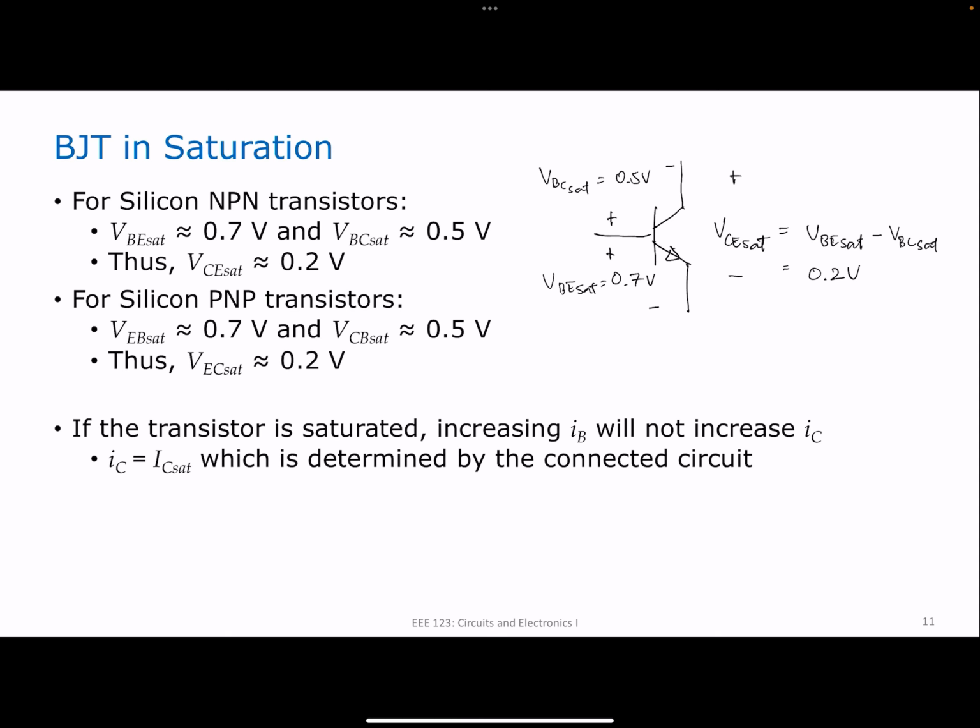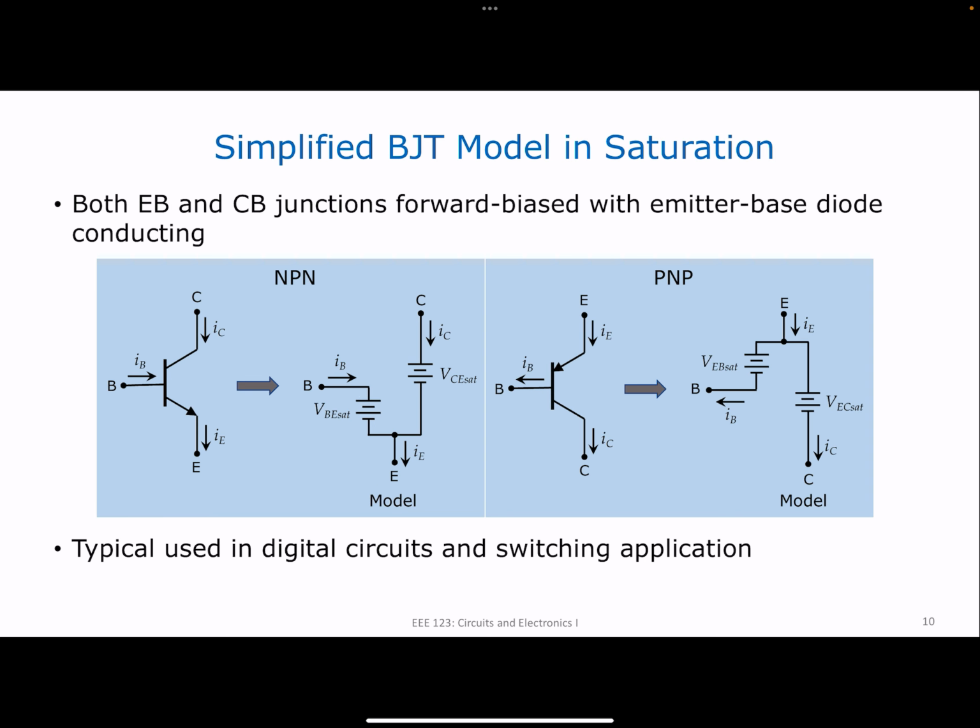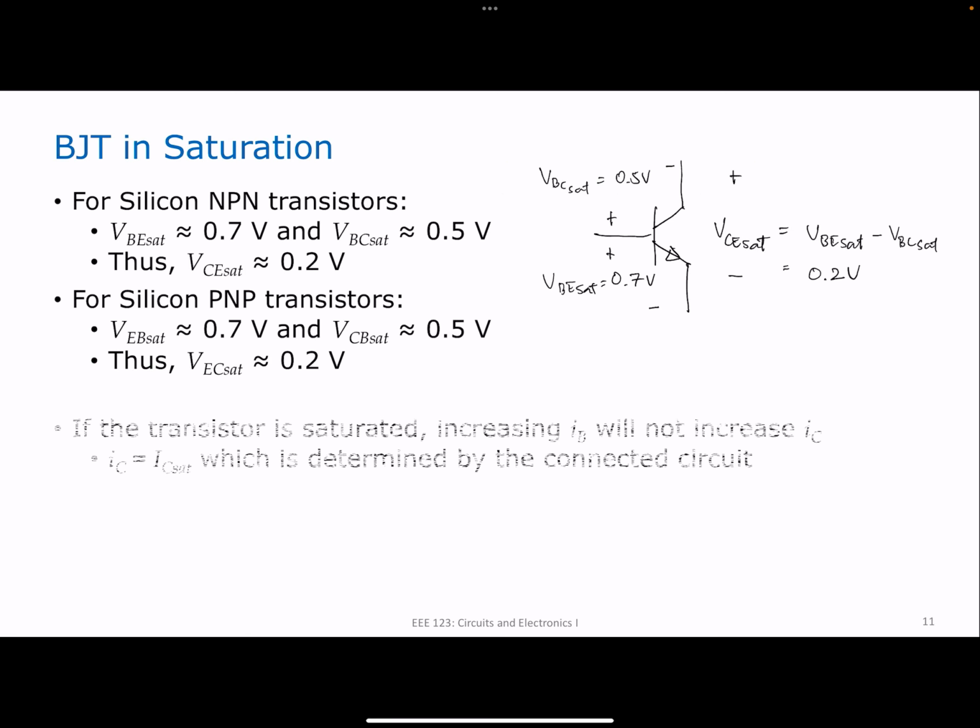By the way, if the transistor is saturated, increasing I sub B will not increase I sub C. I sub C will be equal to IC sat, which is determined by the connected circuit. You're going to see this later on. And it's also apparent here. This I sub C will have nothing to do with this I sub B, because what will dictate this I sub C is just this particular voltage. Regardless of the value of I sub B, this will just be dictated by VCE sat. Okay, so you're going to see that later on.